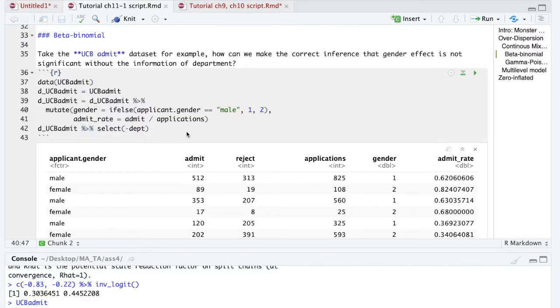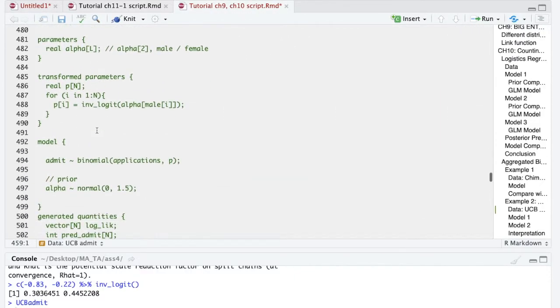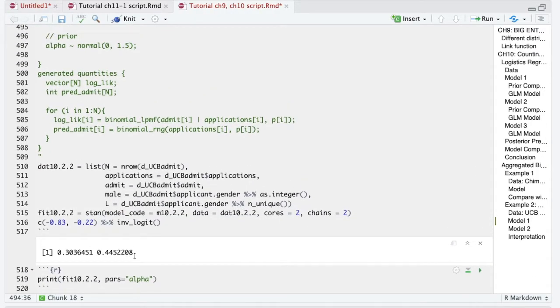Let's recall what we did in the previous chapter. In chapter 10, when we only considered the gender effect, we used a very simple model where we have two alpha values to estimate two p values for male applicants and female applicants. The likelihood function we used is a very simple binomial likelihood function. And the result is that there is a big difference between the admit rate of male applicants and female applicants.